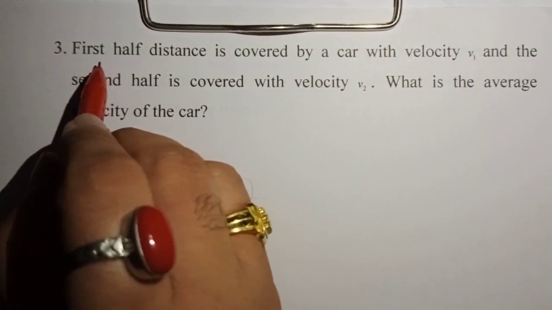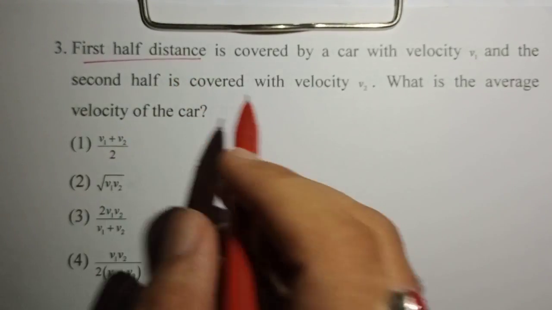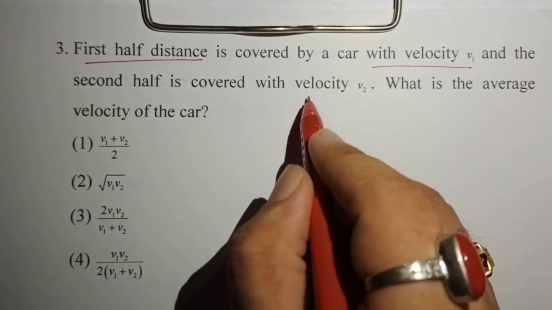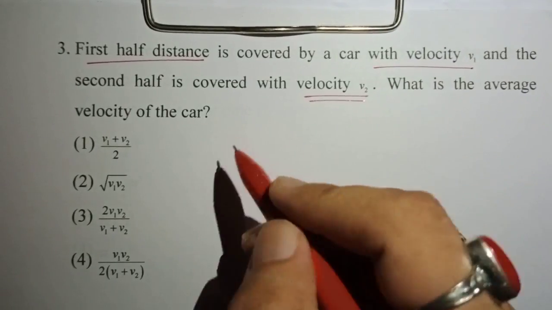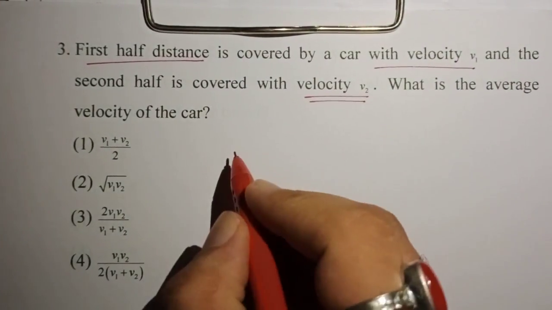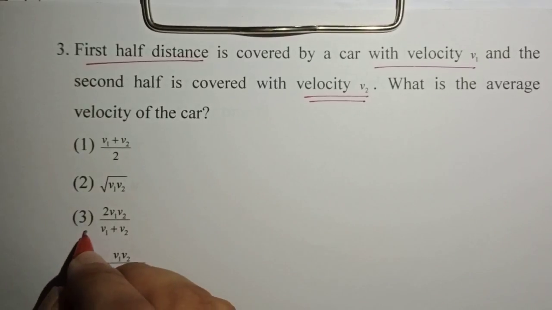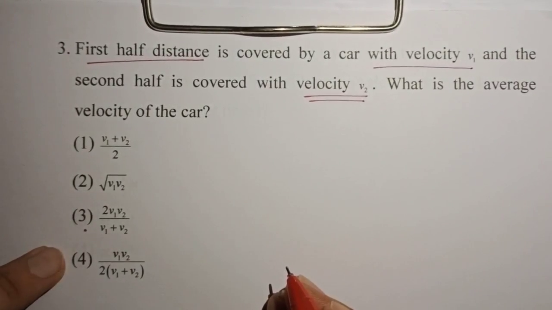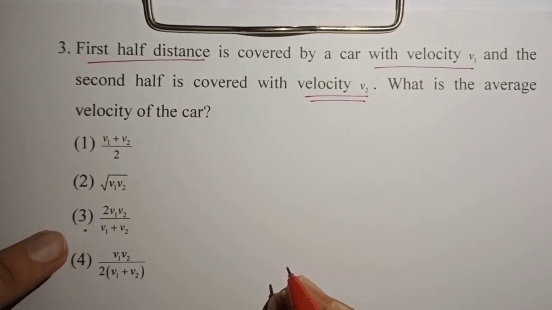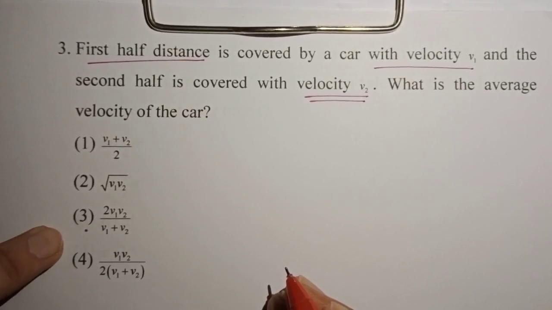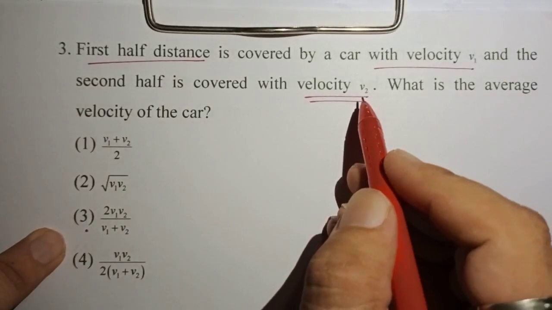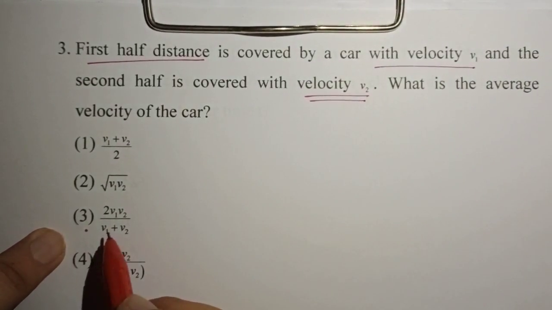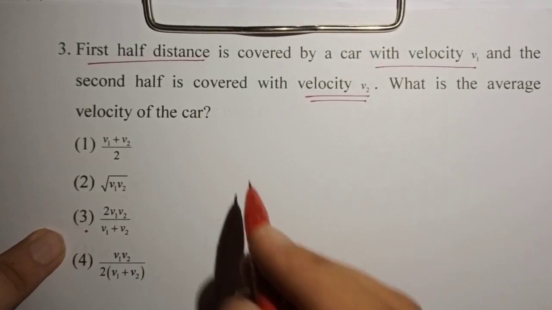Now here, for first half distance, the car travels with velocity v1 and the second half is covered with velocity v2. Now what is the average velocity of the car? So again, we know the answer directly, but we will see how to derive it, because even if you forget the shortcut, or if they have directly given the numerical values of v1 and v2, we can use it directly. Otherwise, if we forget the shortcut, we will see how to derive it.